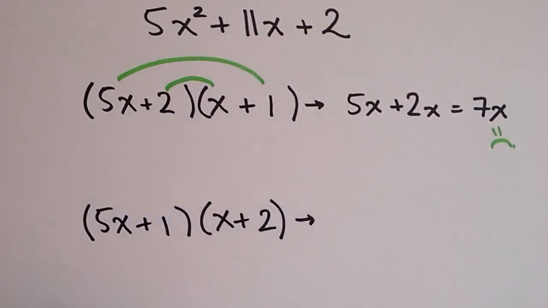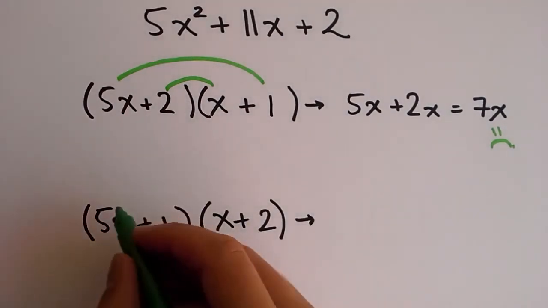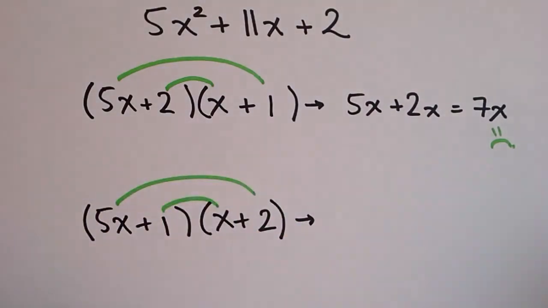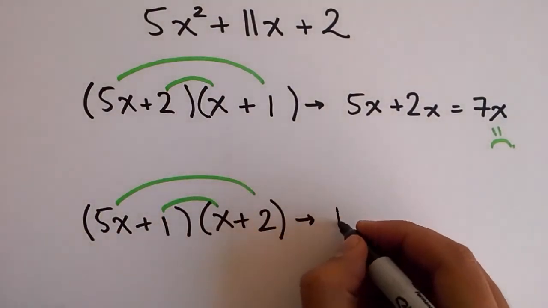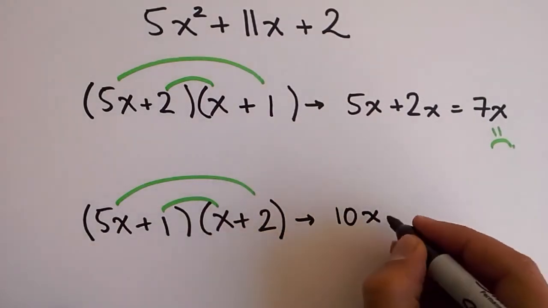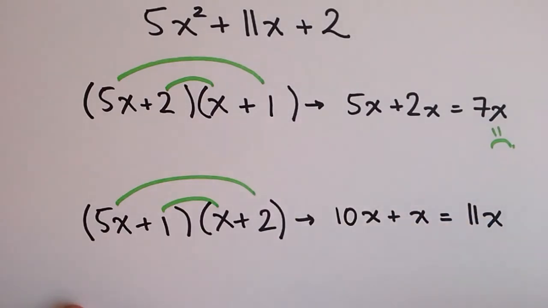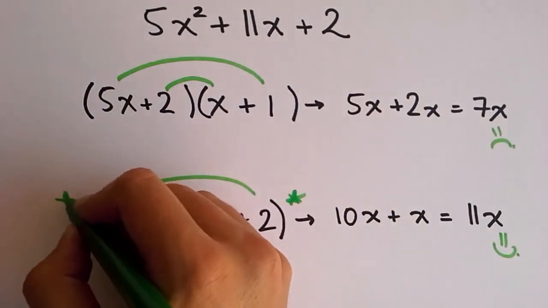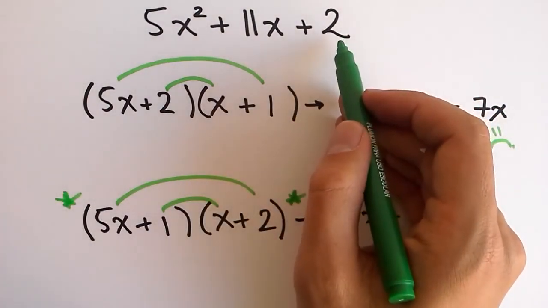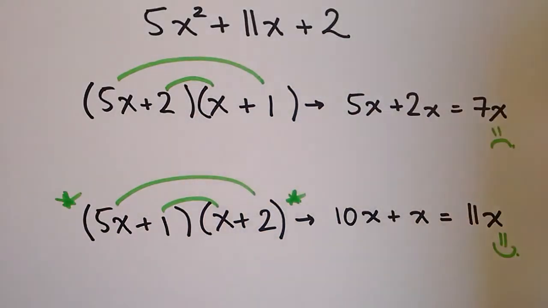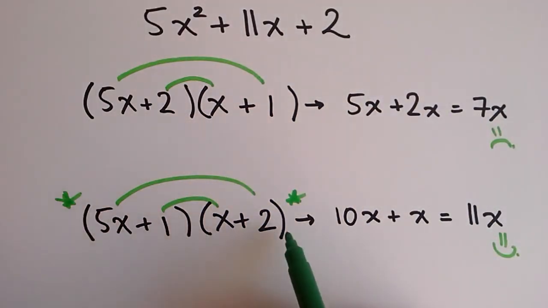Now, if you check out our second possibility, 5x plus 1 times x plus 2, you know that the middle term is produced from the same pair of multiplications. 5x times 2 gives you 10x, x times 1 gives you x, and when you add them, you obtain 11x. Notice that this 11x is the one you're looking for, so you just found your solution. The factored form for our 5x squared plus 11x plus 2 quadratic expression is 5x plus 1 times x plus 2.